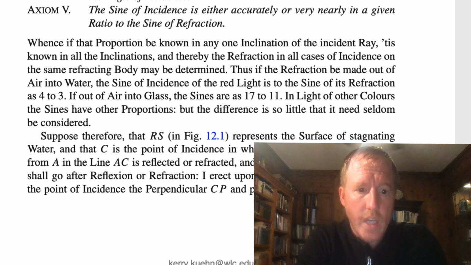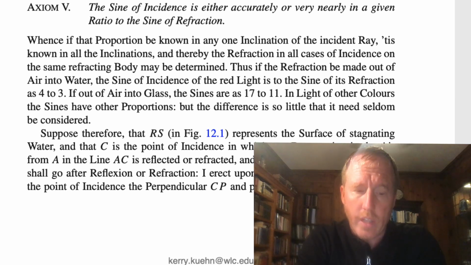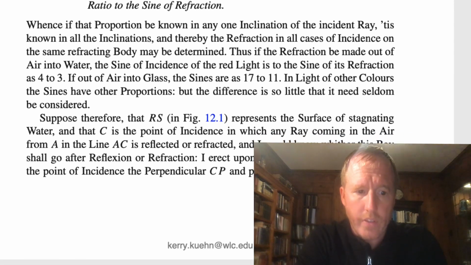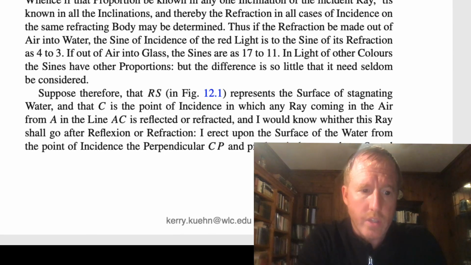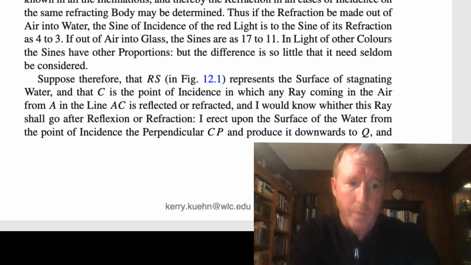So he says, "Thus, if the refraction be made out of air into water, the sine of incidence of the red light is to the sine of its refraction as 4 to 3. If out of air into glass, the sines are as 17 to 11. In light of other colors, the sines have other proportions, but the difference is so little that it need seldom be considered." So if you didn't grasp all that right away, don't sweat it. I'm going to explain it in a moment.